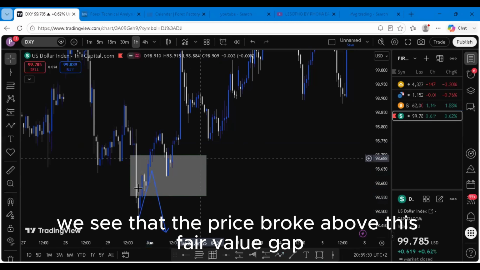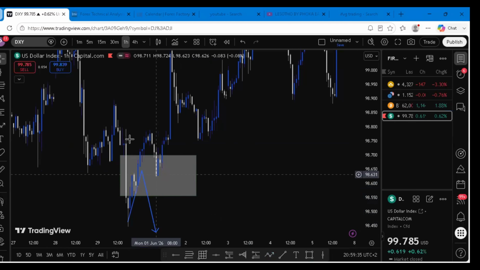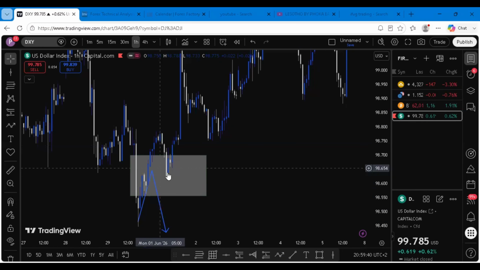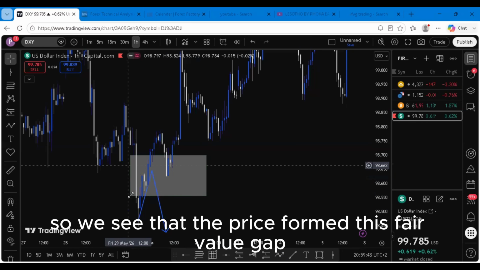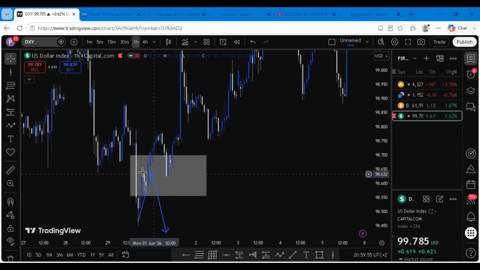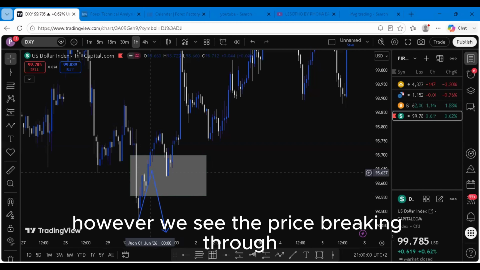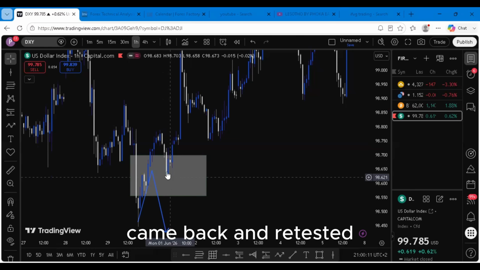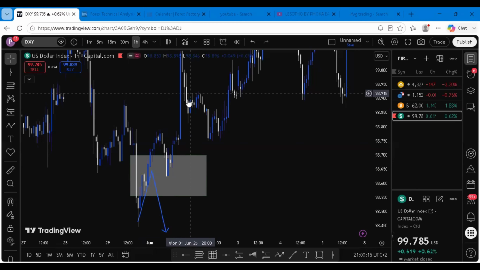But what happens, we see that the price broke above this fair value gap, came and retest our fair value gap around this area. So we see that the price formed this fair value gap and we were expecting the price to respect this fair value gap. However, we see the price breaking through, disrespecting the entire zone, came back and retested, continue with the opposite direction.